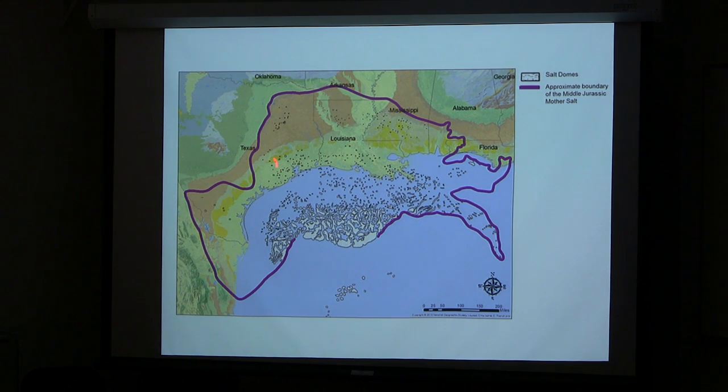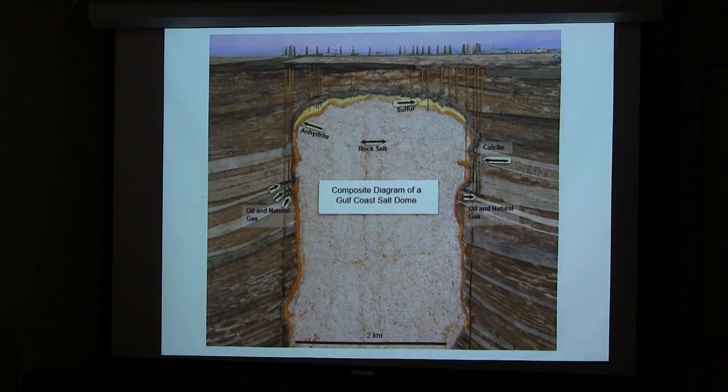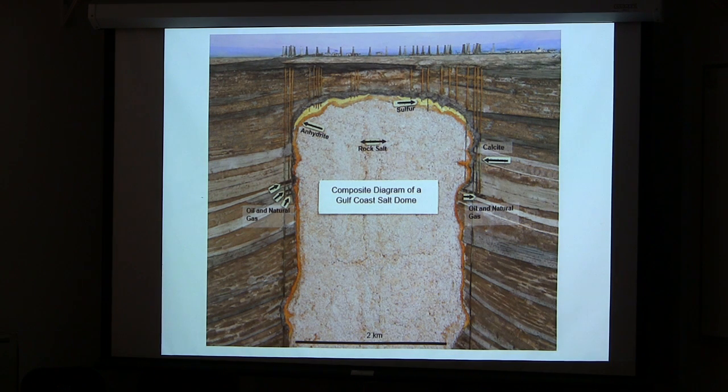And then again, these domes stem from a mother salt bed that was deposited during the Middle Jurassic, and you can see the approximate boundary of this mother salt bed outlined in purple on this map. And this is a diagram showing a cross-section of a typical Gulf Coast salt dome. So these domes do vary a lot in thickness as well as height.